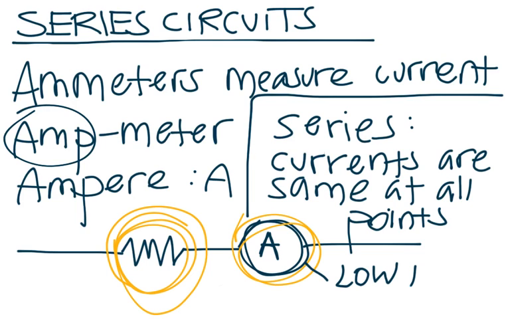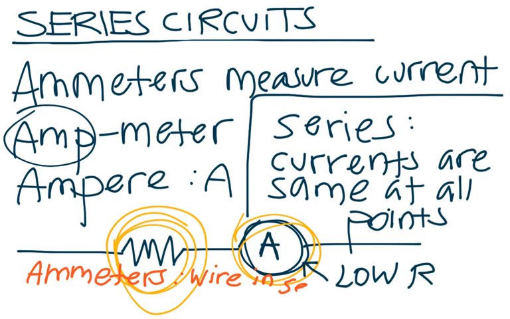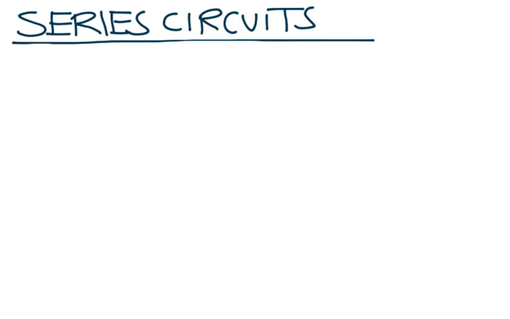Low resistance in that ammeter. Just to write that down, ammeters wire them in series. Just to give you a sense of what an actual series circuit schematic or drawing would look like, if I had a battery, could be a car battery, could be a 120 volt outlet, like in your wall, but there's my battery.